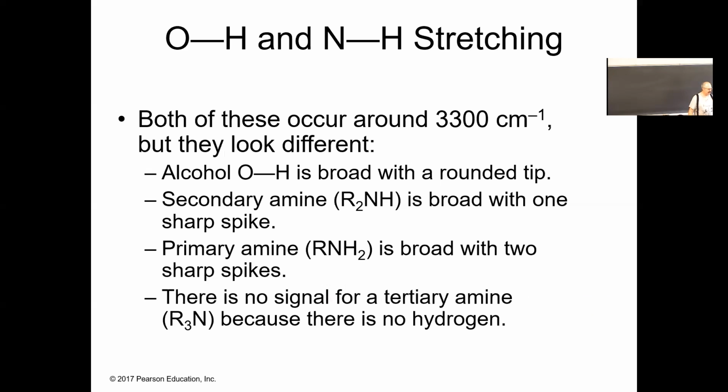OH and NH stretch both occur at about 3300, but they look different. We can distinguish between them. The alcohol OH is broad with a rounded tip. A secondary amine is broad with one sharp spike. A primary amine, RNH2, is broad with two sharp spikes. And if there's no NH, then we have a tertiary amine because there's no hydrogen.